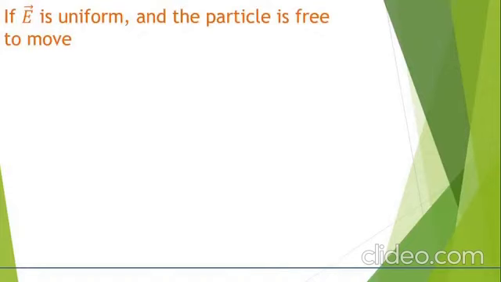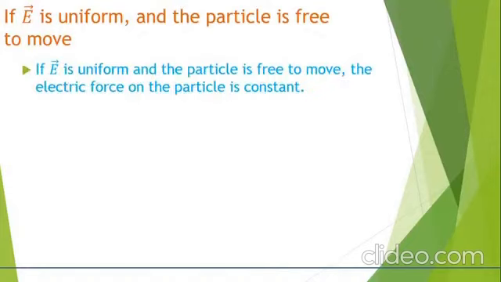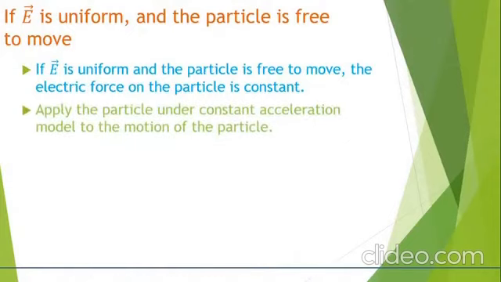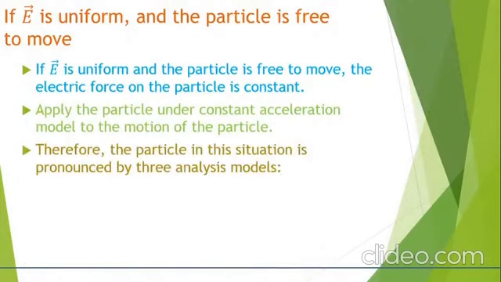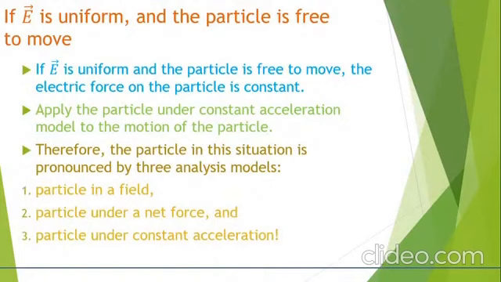Now we'll discuss the case where the electric field is constant and the particle is free to move. Then the electric force on the particle is constant, and we can apply the particle under constant acceleration model to the motion of the particle. The particle in this situation is described by three analysis models: number one, particle in a field; number two, particle under a net force; and number three, particle under constant acceleration.